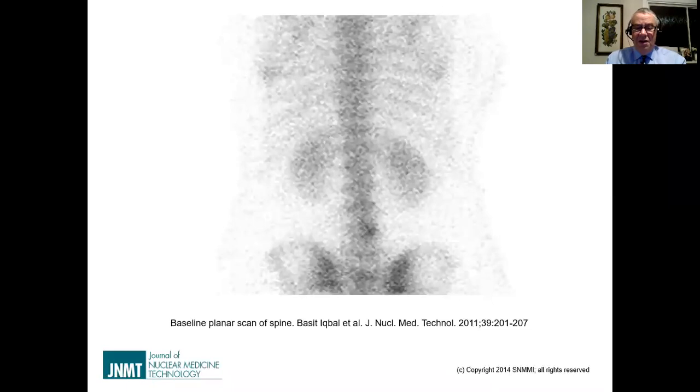So this is from a paper from the JNMT, and here you have a typical spine of somebody who may have some back pain. And if you look very carefully in L4, there's a blob. Is that in the body? Is it in a facet joint? Where is it? And that's the problem: you just can't always see where these blobs are effectively.